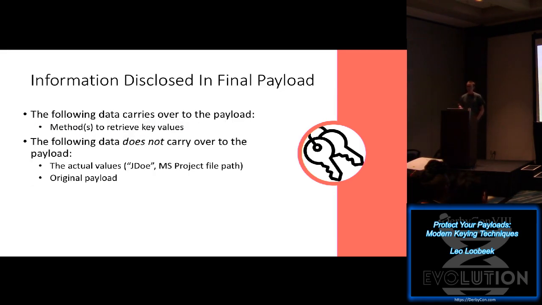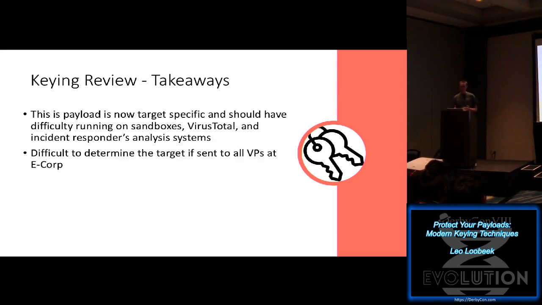The information disclosed in the final payload is the methods to retrieve the key values, but not the actual values themselves, and obviously not the original payload. The main takeaway here is that the payload is very target specific. It's not going to execute in VirusTotal or any sandboxing. It might even have difficulty on the incident responder's system. And also from an attribution perspective, which is kind of interesting, if you sent that same payload to all VPs of eCorp, or say all VPs of the Fortune 50 and eCorp, it would be difficult to attribute who the actual target was, because it's only executing on the one person that you were targeting.